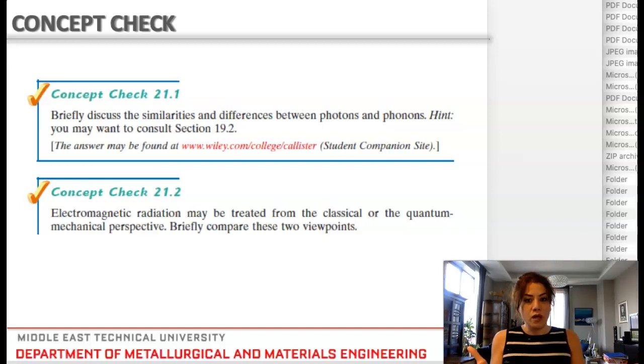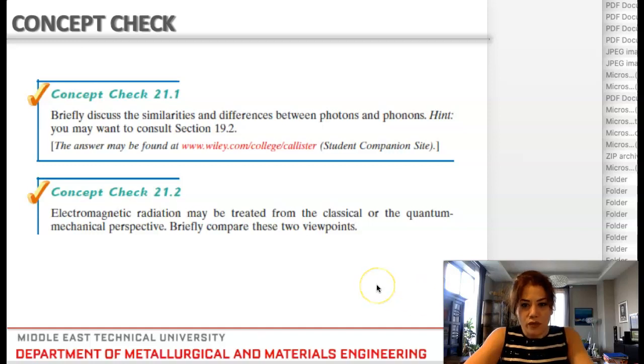Photons have much higher velocities, right? The speed of light that we're talking about. On the other hand, for phonons, it is the speed of sound. Phonons exist in a certain media, okay? It is a result of that media. Inside that media it exists. Photon, on the other hand, is a radiation. It doesn't require a media, but it can interact with different kinds of media.